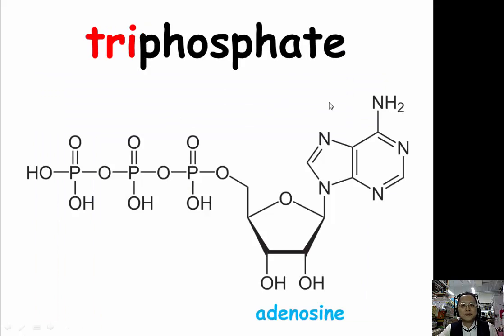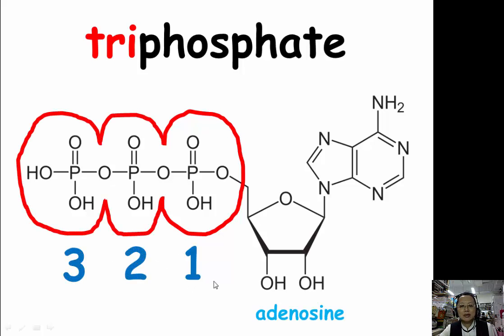Triphosphate. Adenosine triphosphate, ATP, the energy currency of the cell. It has 3 phosphate groups, 1, 2, 3. So mono, di, triphosphate, adenosine triphosphate, ATP.